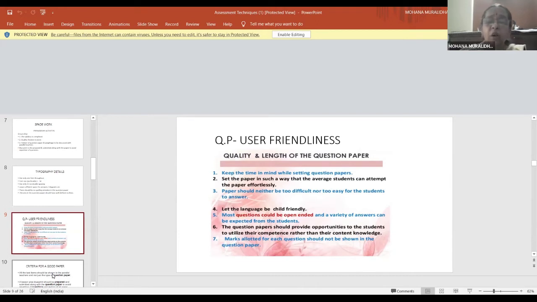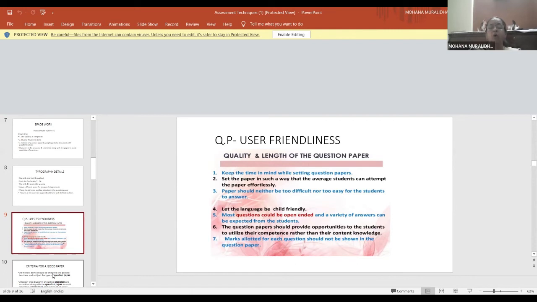Most questions could be open-ended and a variety of answers can be expected from the students. One question for a particular answer concept. Let us have many number of answers. The approach should be in many number of ways. Ultimately, the answer is the same, but the way you approach the answers can be in many number of ways. So let the language be child friendly. The paper should be neither too difficult nor too easy for the students to answer. Set the paper in such a way that the average students can attempt the paper effortlessly.